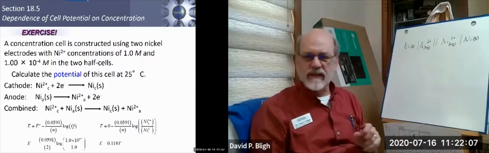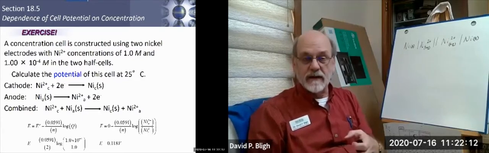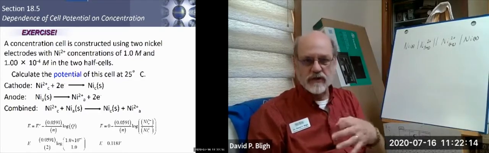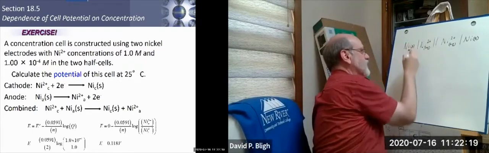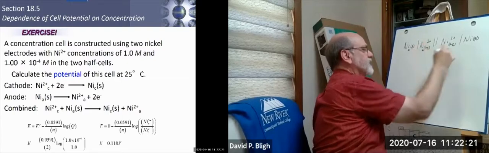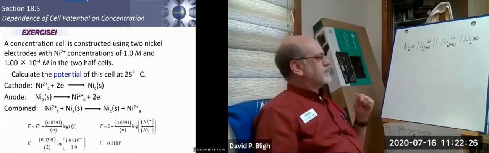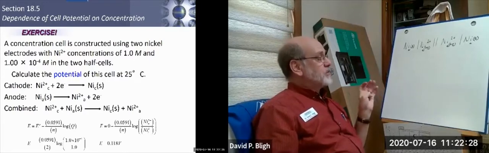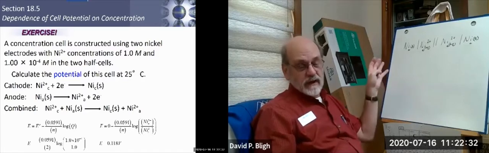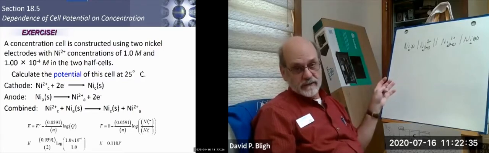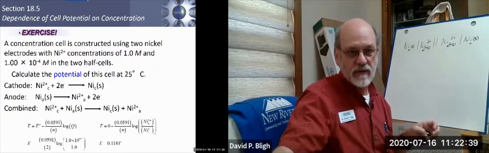And what I've done in this slide is identify which is which, cathode or anode. So this would be the anode side with the subscript A, and this would be the cathode side with subscript C. Okay, so the only thing that will drive this reaction is a difference in concentration. And we're given that here in the description.